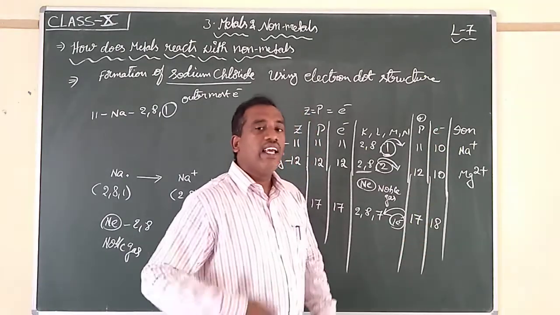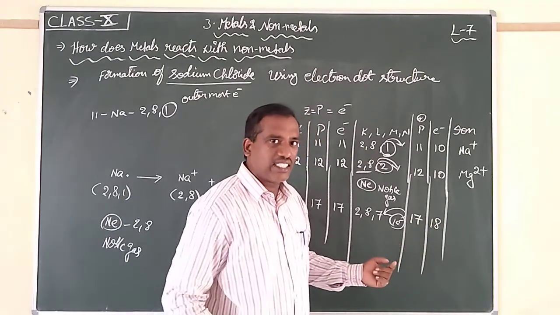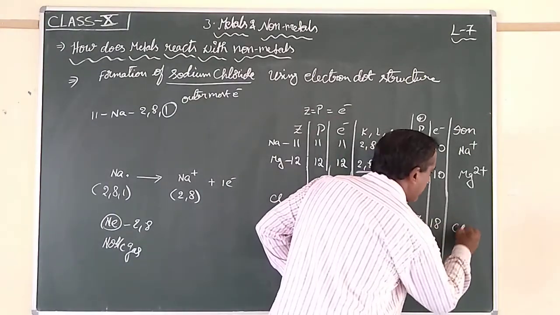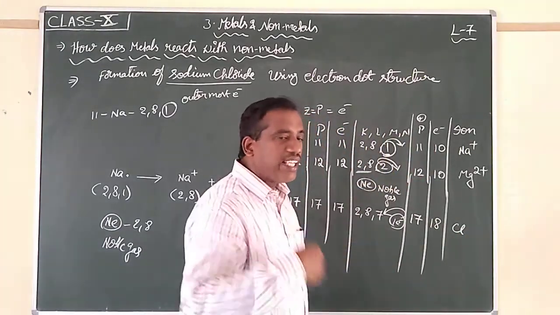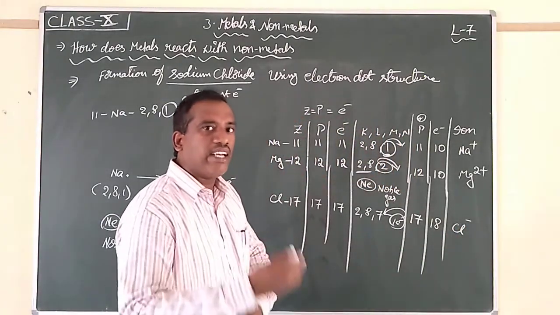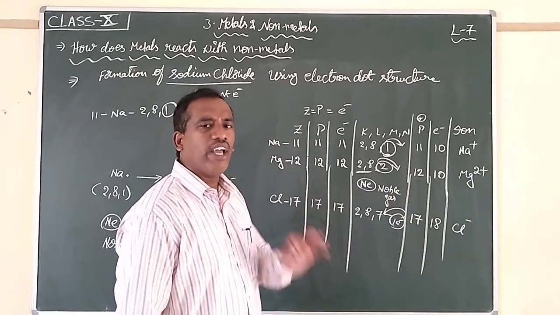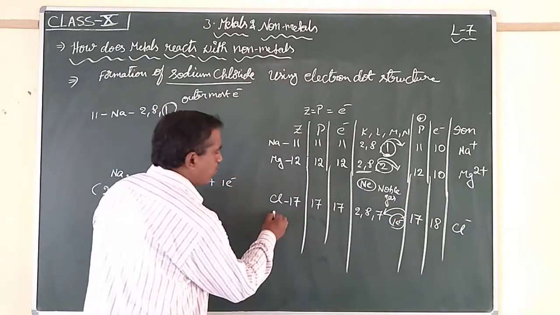Electrons are 18. Which is in excess now? One electron is in excess. So on chlorine, after gaining the electron, it is written as chloride, which means it gained one electron. The one which is in excess is represented as charge. Very simple.